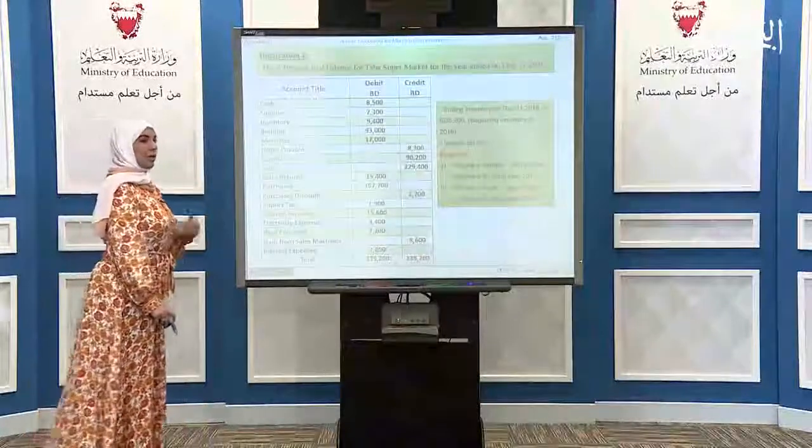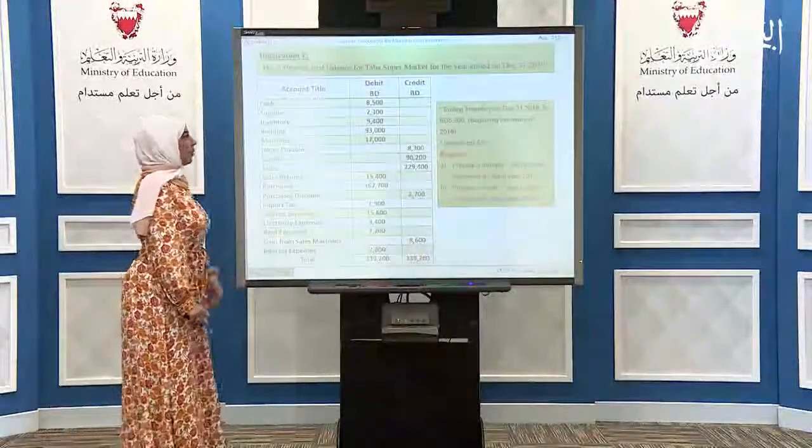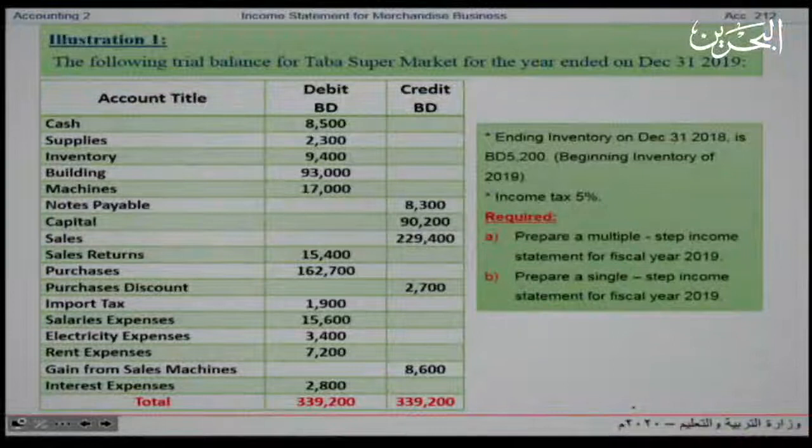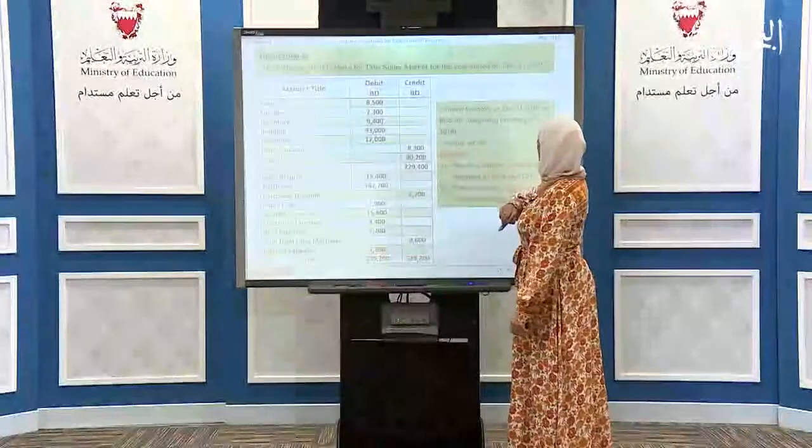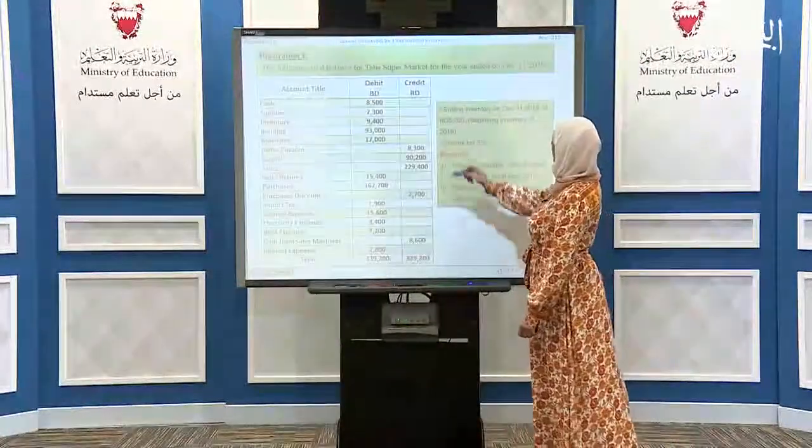Now, if I want to shift to a deeper stage in the income statement, let us take a look at this example. The following trial balance of Taba supermarket for the year ended December 31st, 2019. I have the accounts, I have the figures in two sides, the debit side and the credit side, and I have more information here. Let us take a look at the more information they gave me.